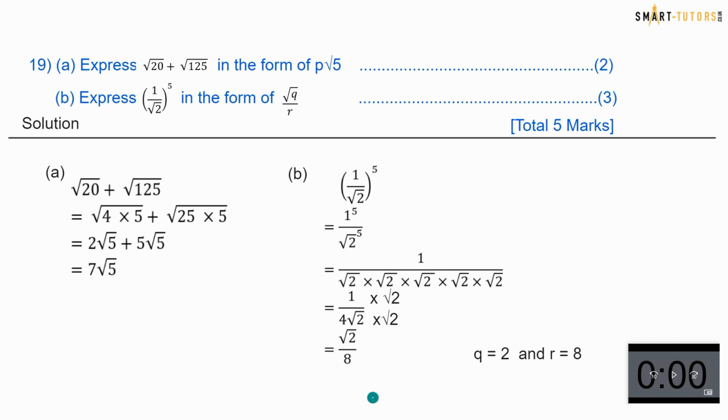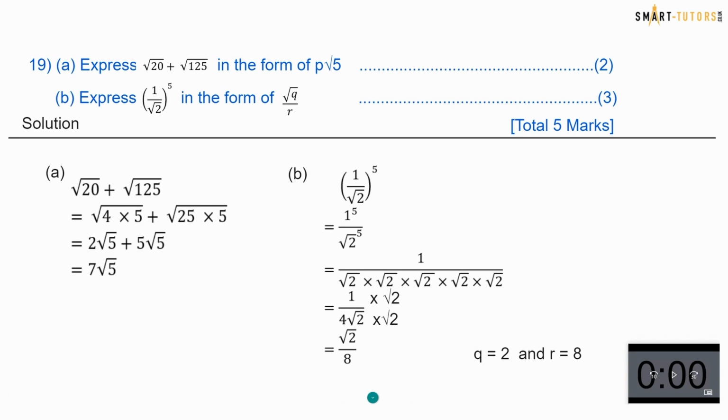B part, 1 over root 2 to the power 5. So this 5 belongs to both of them. The 5 belongs to 1 and the 5 belongs to square root 2 as well. So 1 to the power 5 is 1. If you multiply 1 by itself any number of times, it's going to be 1. Root 2 to the power 5 means root 2 multiplied 5 times: root 2 times root 2 times root 2 times root 2 times root 2. Root 2 times root 2 is 2. Again, another root 2 times root 2 is 2. So 2 times 2 is 4, and then root 2. So the answer is 1 over 4 root 2.